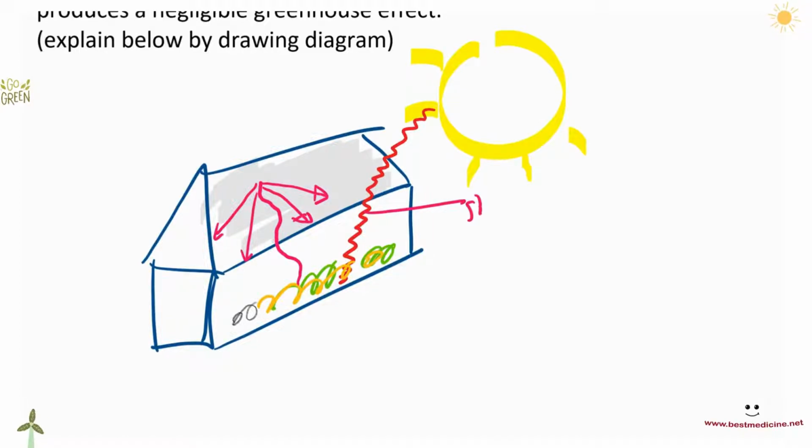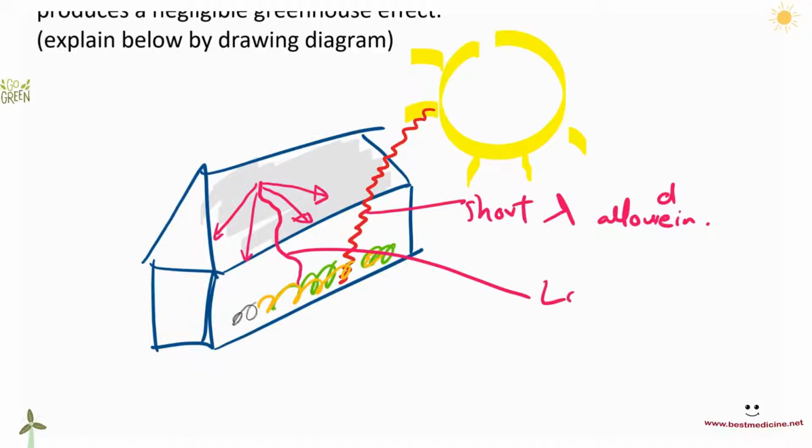So short wavelength allowed in from the sun, and long wavelength not allowed to escape.